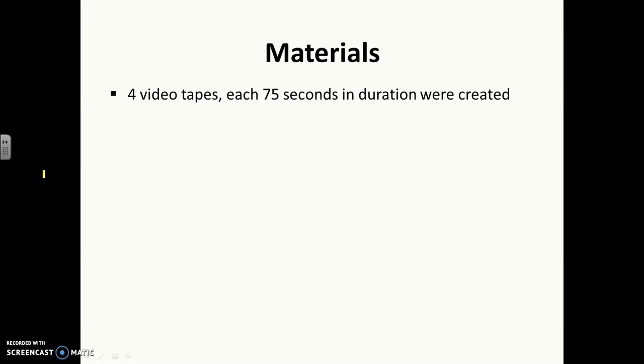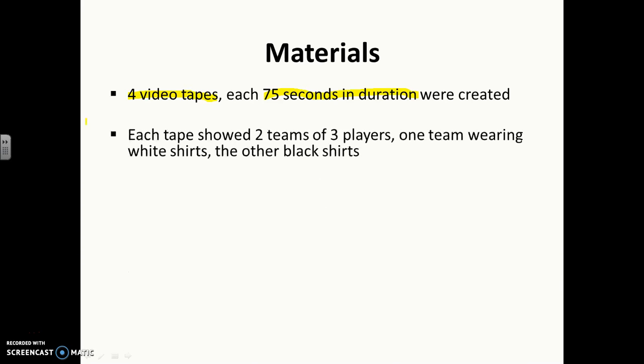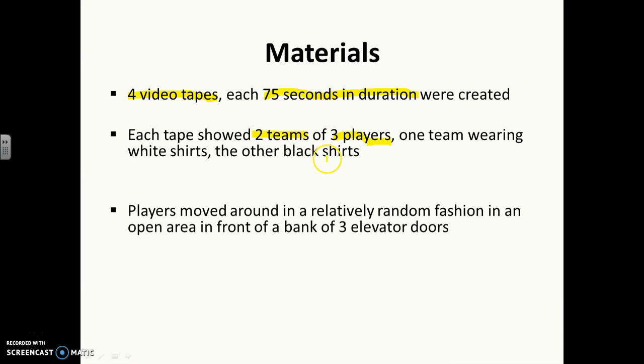Okay, materials. Here we go. Four videotapes, 75 seconds in duration. Here are some of those procedural points that are nice to show standardization when you're doing evaluation. All of them were the same, all 75 seconds in duration. Each tape showed two teams of three players, one team wearing white shirts, the other black shirts.